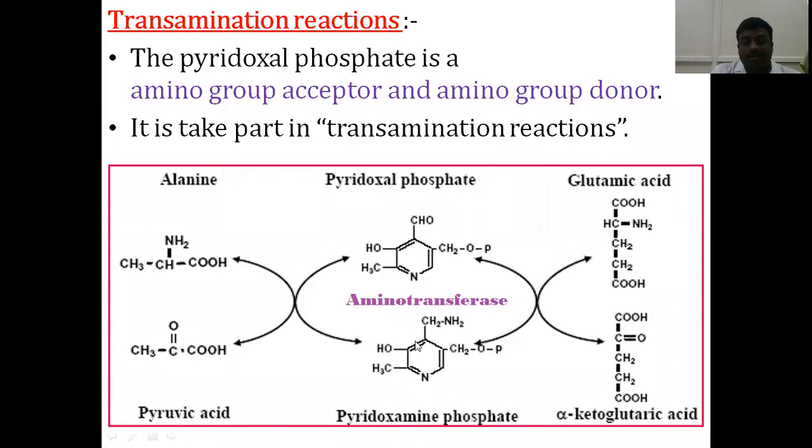So here pyridoxal phosphate donates that amino group to alpha ketoglutaric acid. Then this alpha ketoglutaric acid takes the amino group from the pyridoxal phosphate and is converted to glutamic acid. So this is about the transamination reaction.